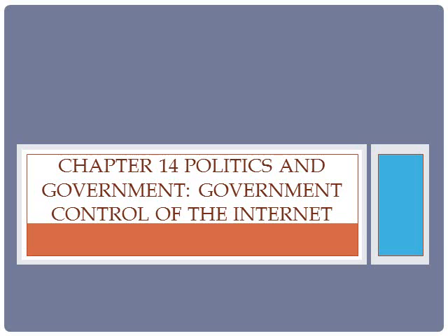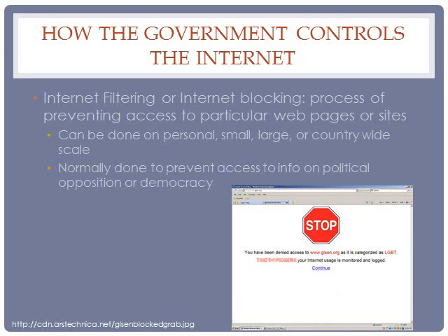Now I'll describe Chapter 14, which is Politics and Government, and I will focus on government control of the Internet. Basically, this is done through Internet filtering or Internet blocking, which is the process of preventing access to particular web pages or websites. It can be done on a personal, small, large, or countrywide scale. It is normally done to prevent access to info on political opposition or democracy.